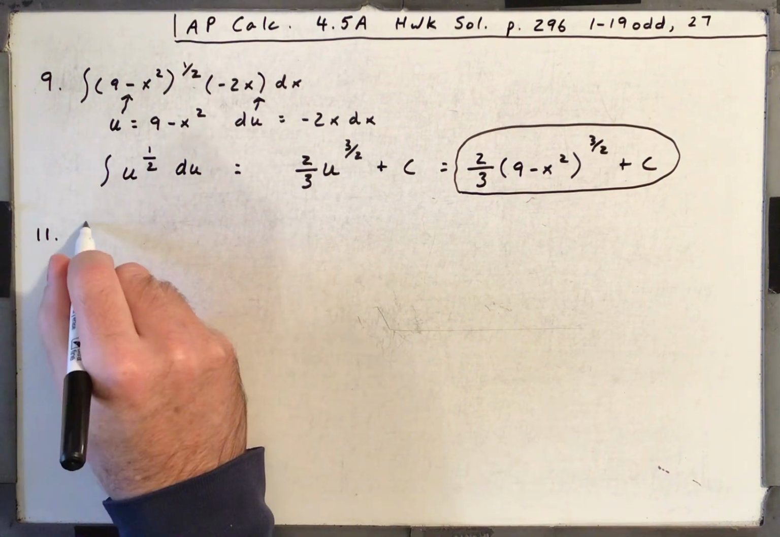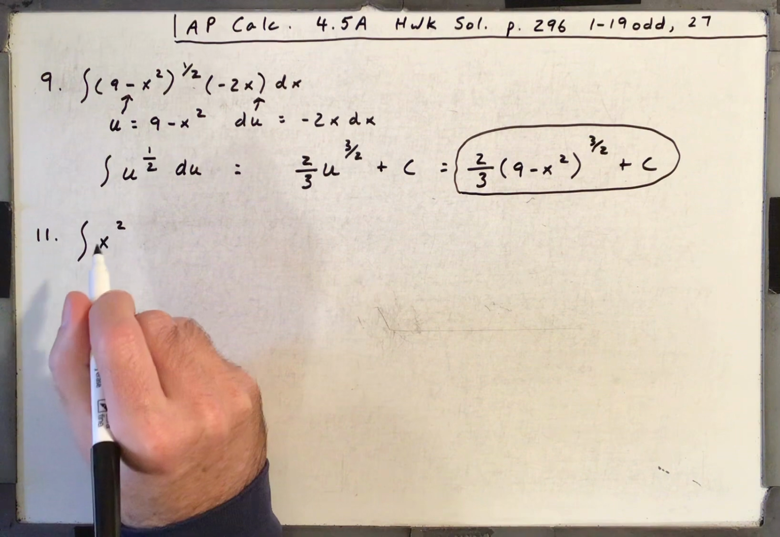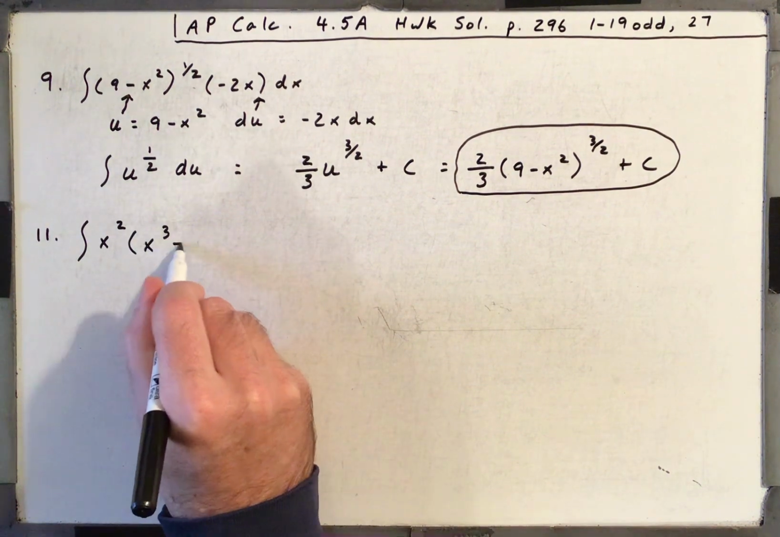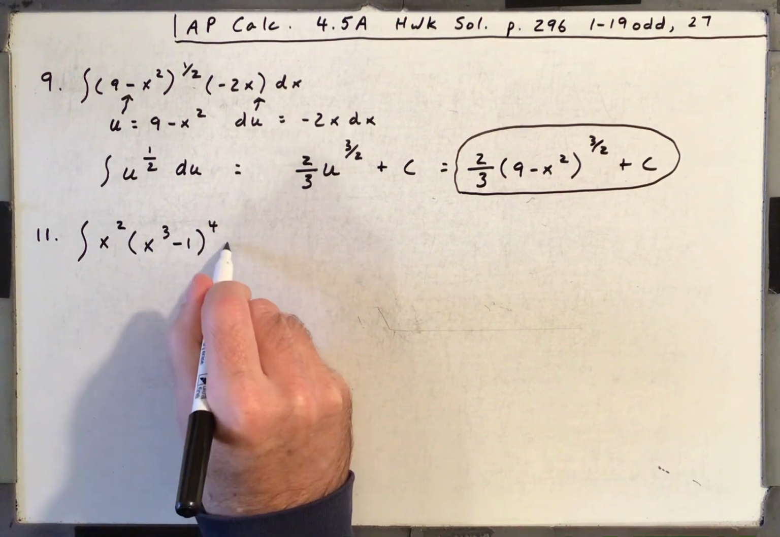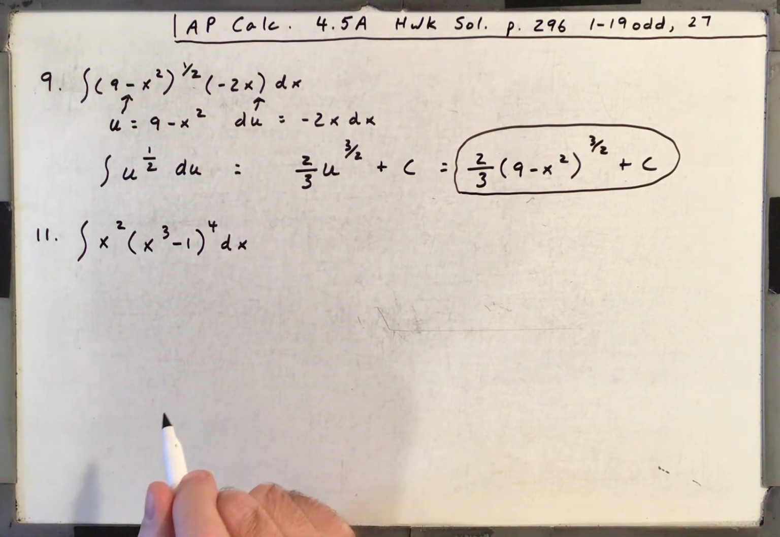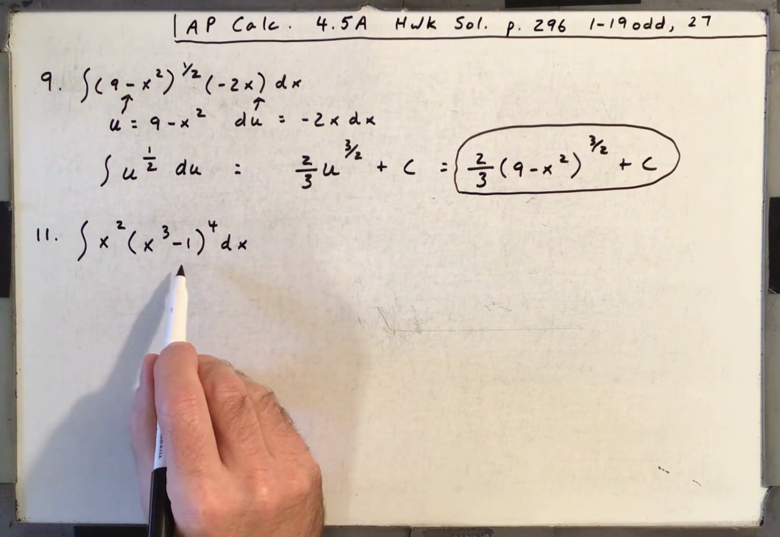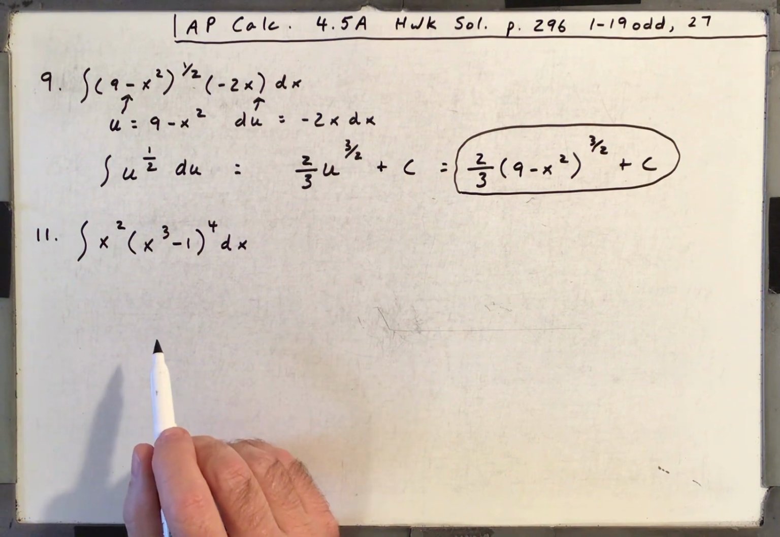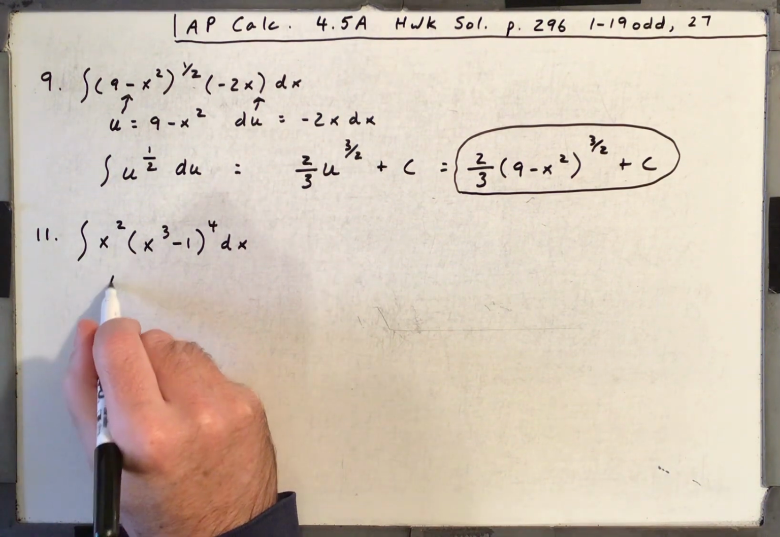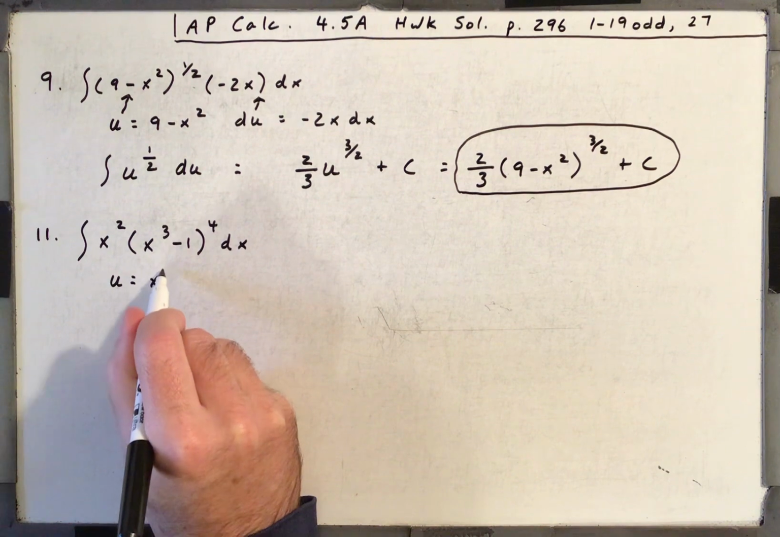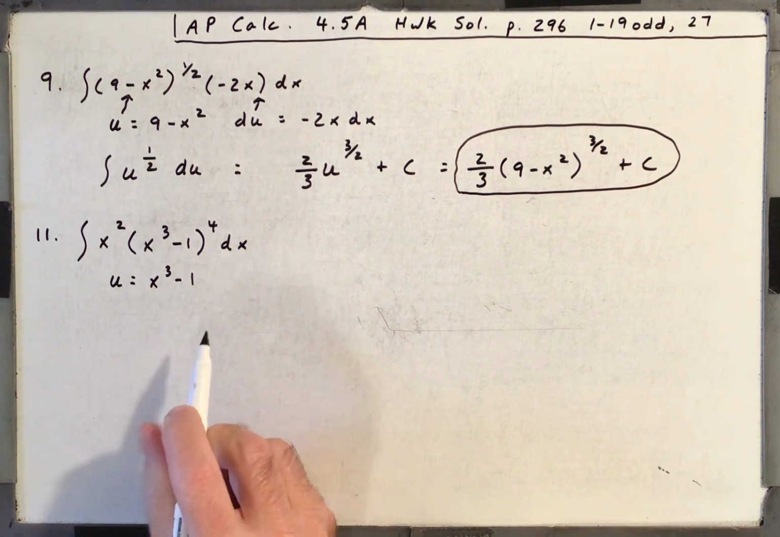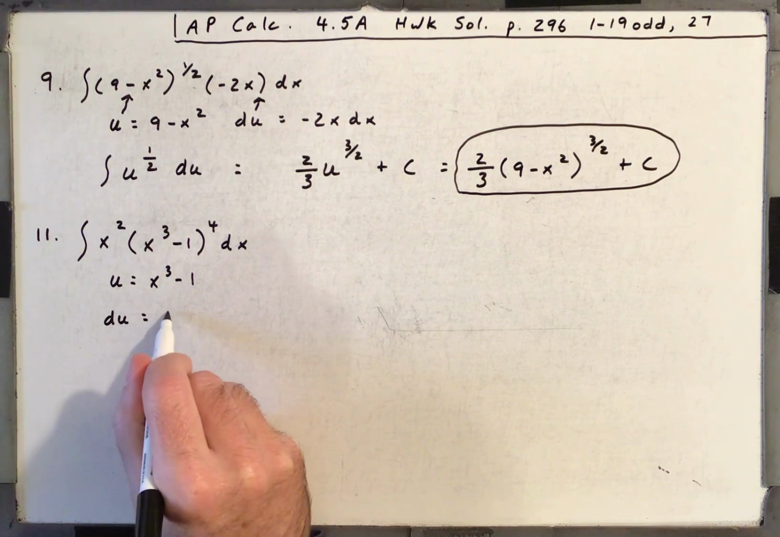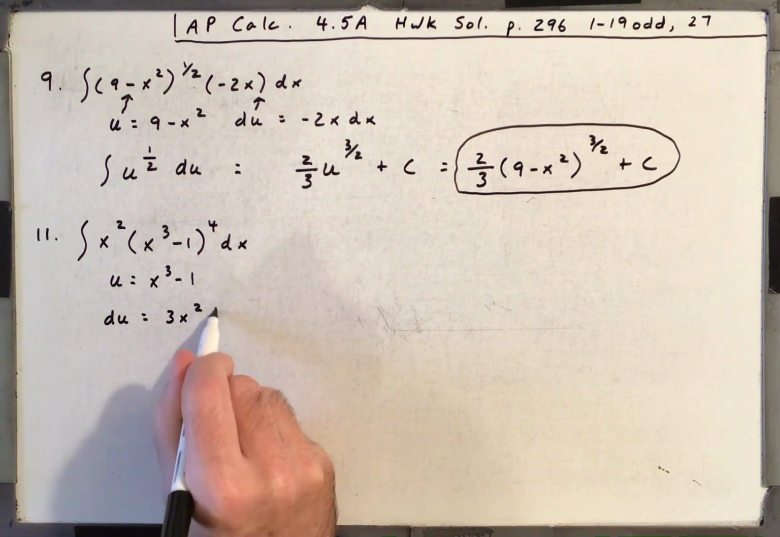Okay, number 11, we have x squared times x cubed minus 1 to the 4th dx. Okay, what here, if you take the derivative of it, it's sitting in the problem, but this time it is off by a constant, so we'll have to make an adjustment. U is x cubed minus 1. Take the derivative of that. Du would be 3x squared dx.